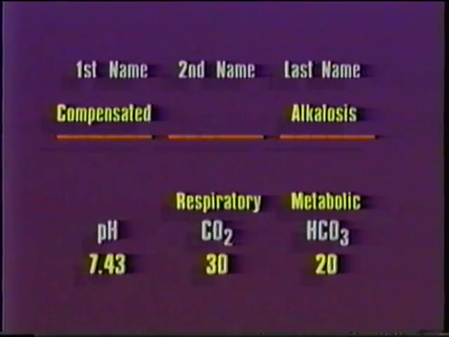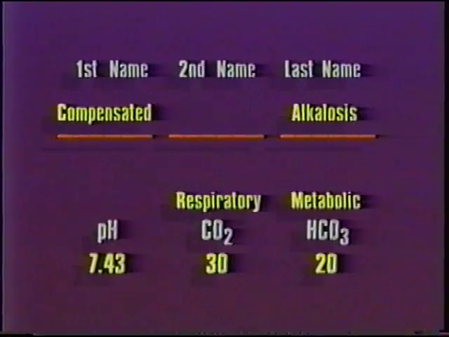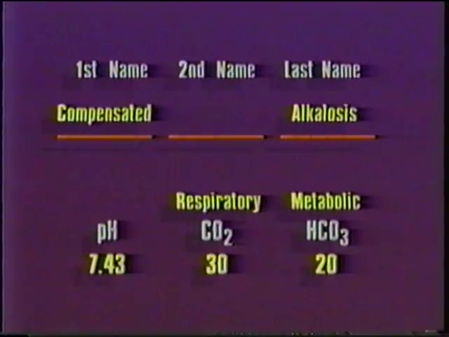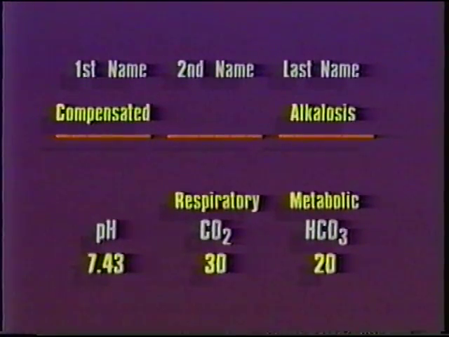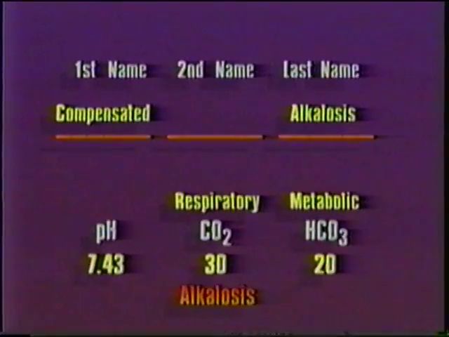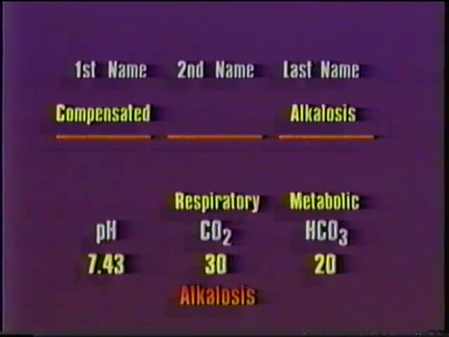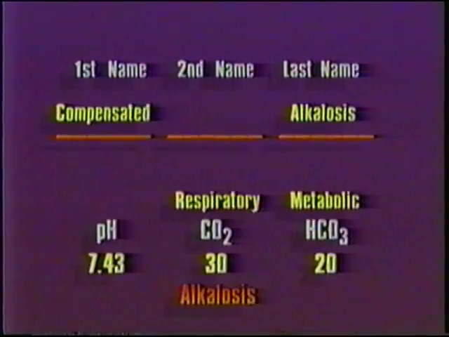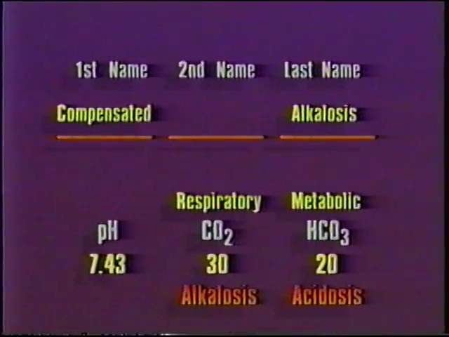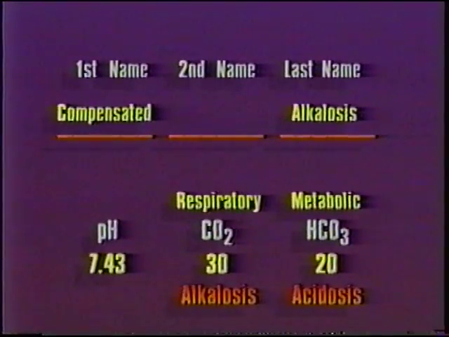The CO2 is 30. Is this acidotic, alkalotic, or normal? Correct, it's alkalotic, so write alkalosis beneath the CO2 value of 30. The HCO3 is 20. Is this acidotic, alkalotic, or normal? It's acidotic, so write acidosis beneath the HCO3 value of 20.